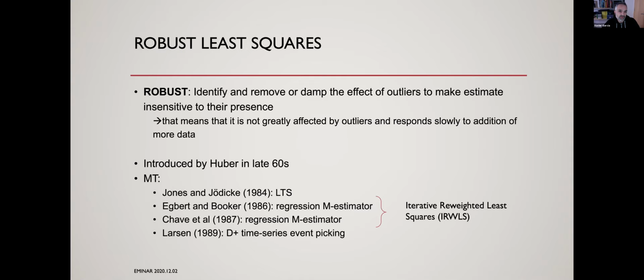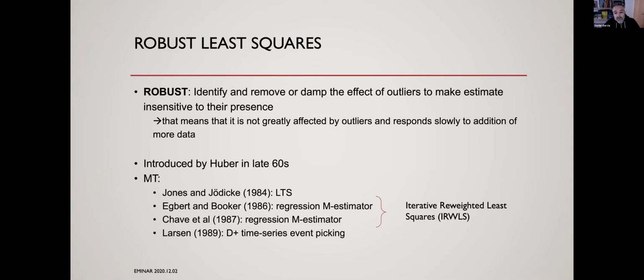And robust in the sense that they identify and remove or damp the effect of outliers to make the estimate insensitive to their presence. That means that the responses, or the system, are not affected by the outliers and respond slowly to the addition of more data.